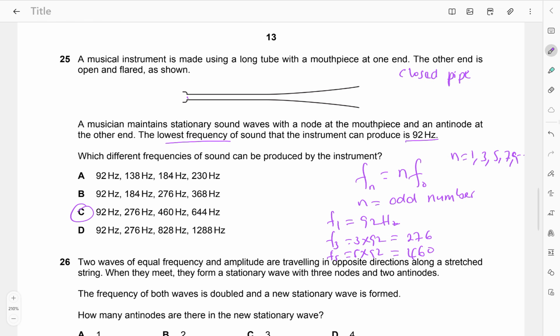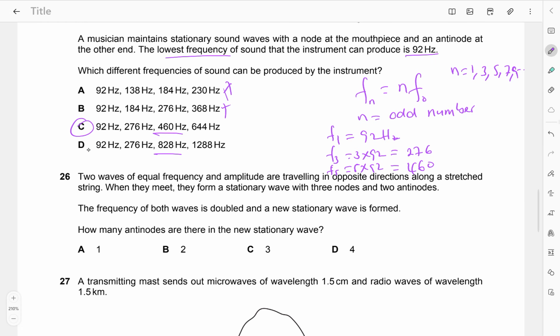So these two were out. Then I checked the third one here, and I think the answer is C. You can check 5 times 92. I think it is 460. Two waves of equal frequency and amplitude are traveling in opposite directions along a stretched string.